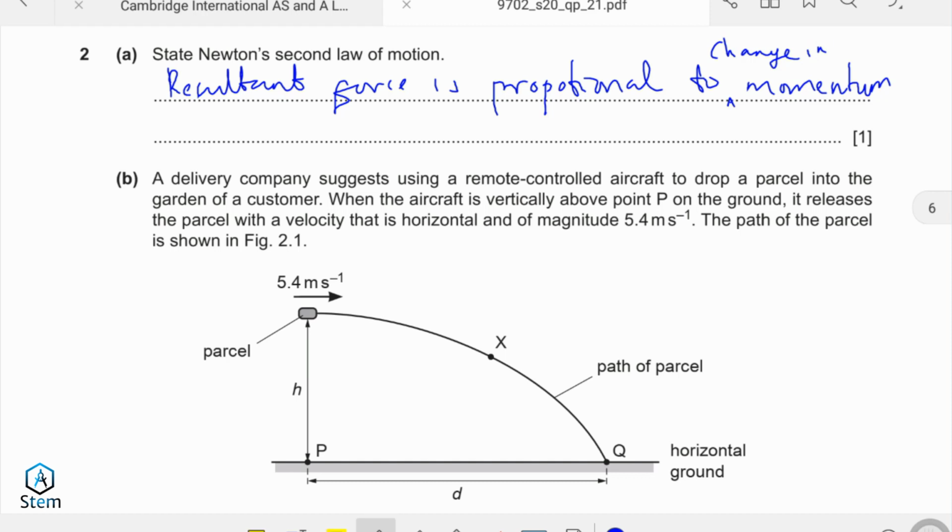We can show this by saying F is equal to MA, and we know that A is delta V divided by T. So this is momentum, and divided by T, we now have delta P over T. These are just different statements to say the same thing, but at AS level, this is more appropriate. This is what is expected from an AS level student.